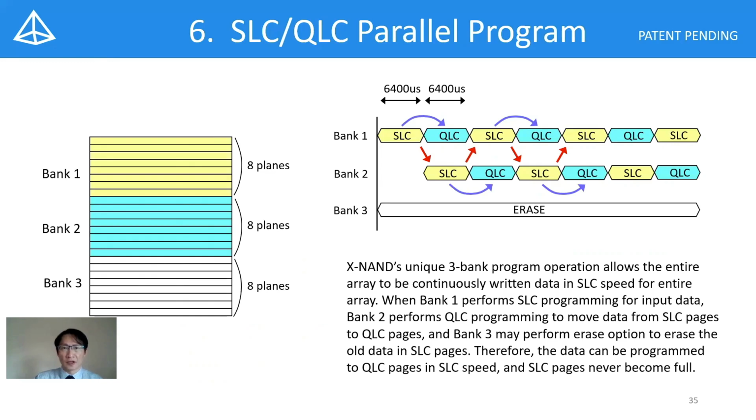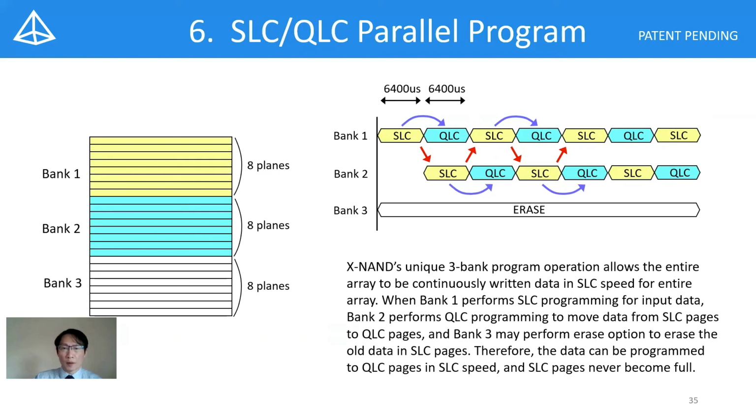The 6th solution for XNAND is called SLC QLC Parallel Programming. This unique operation allows the data to be programmed into QLC in SLC speed. The array is divided into 3 banks, one for SLC program, one for QLC program, and the other one for erase operation. The data is alternately programmed into SLC page in bank 1 and bank 2.